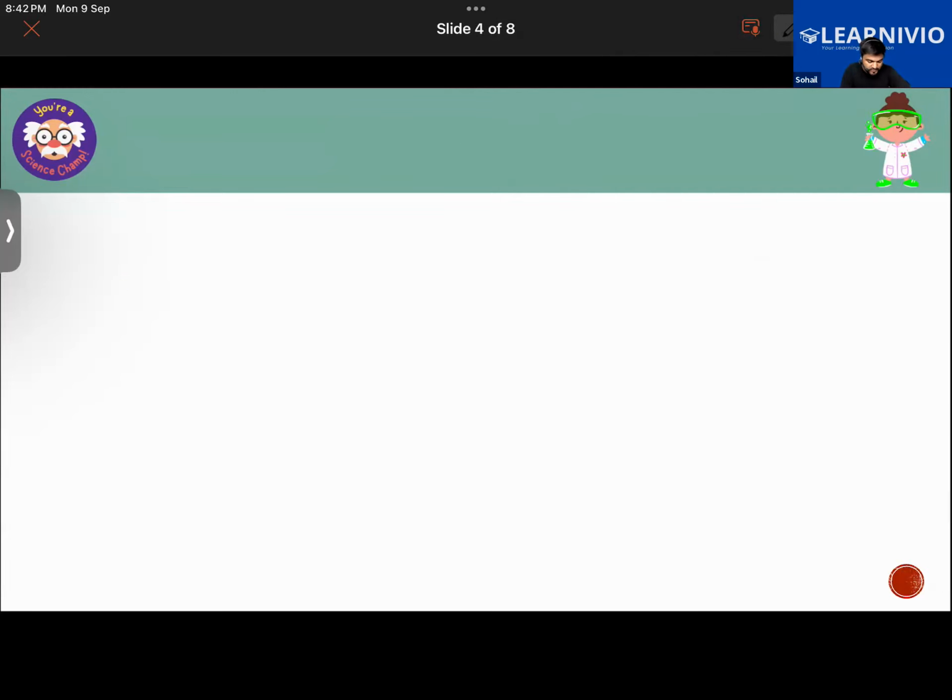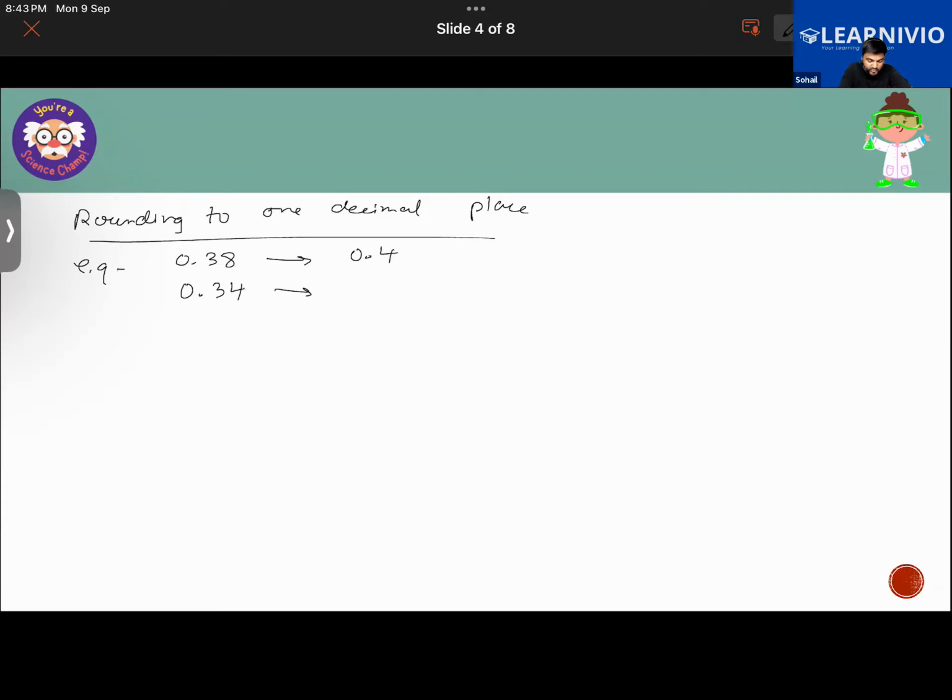Right now we had learned about rounding to one decimal place, where you had the example of 0.38 that was rounded up to 0.4 and you had the example of 0.34 that was rounded down to 0.3. This was rounded up while this was rounded down. We were focusing on the numbers 8 and 4 here. Since this is greater than 5, but this was less than 5, that's why it was done in that manner.